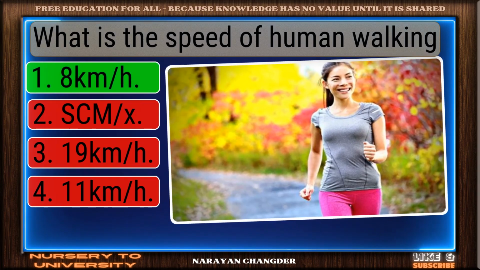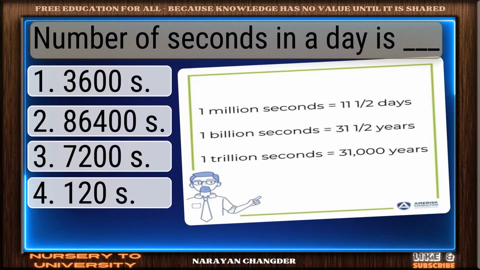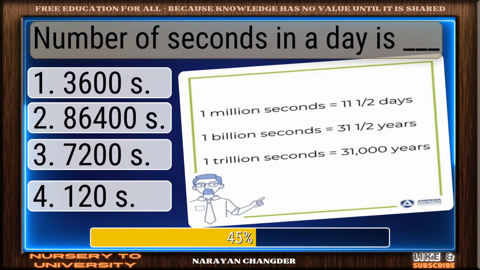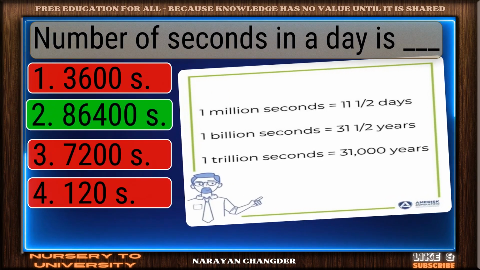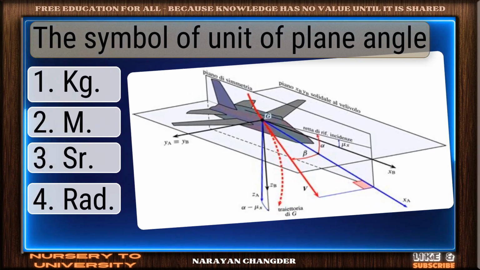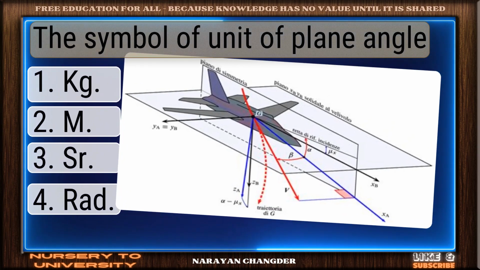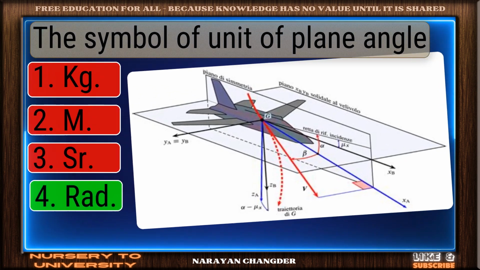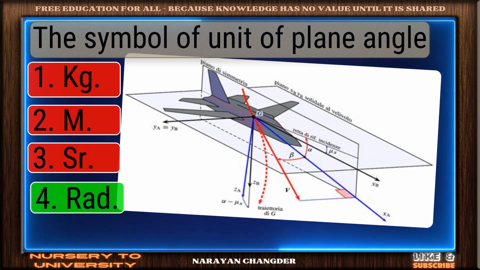Excellent. 8 km/h is a brilliant choice. Question number 166. Number of seconds in a day is dash. On track. 86400 s is the correct answer. Question number 167. The symbol of unit of plane angle. Right again. Rad is a valid answer.